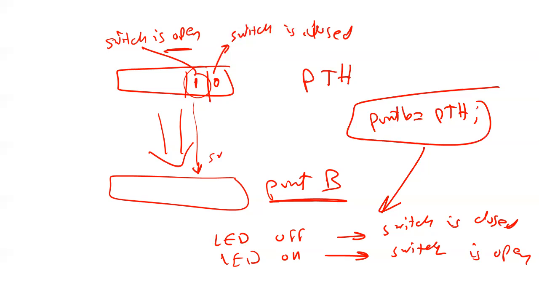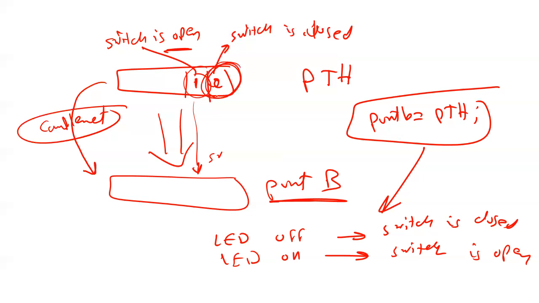You may feel the logic here is not right. What if I want the other logic? What do I mean by the other logic? The other logic is if the switch is connected, the LED is on. So after I read these values, I have to complement them before I send them to port B. If you complement them, that means if the switch is closed, which is 0, I'm going to make it 1, so that you can turn the LED on. And that's exactly what I did when I said port B equal complement of PTH.